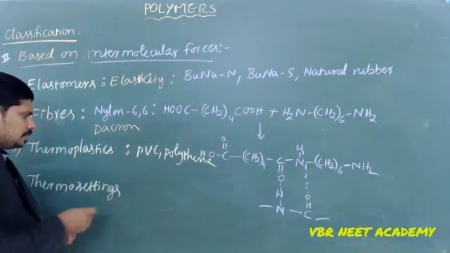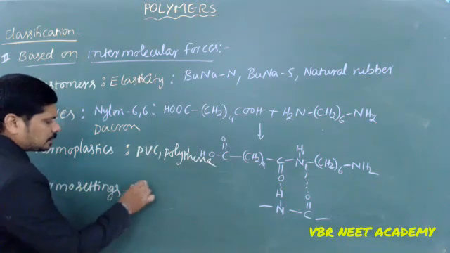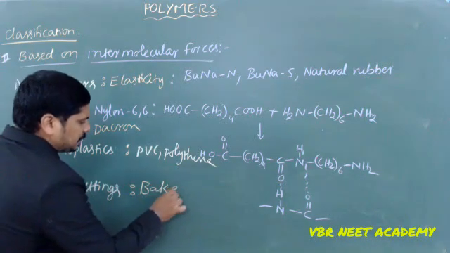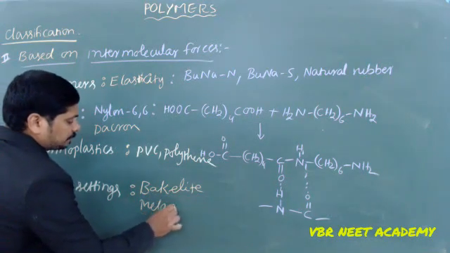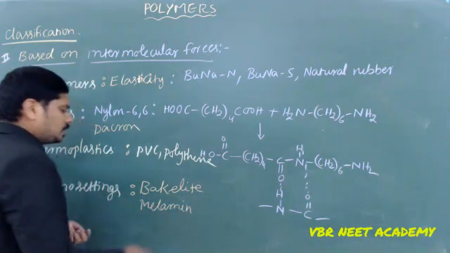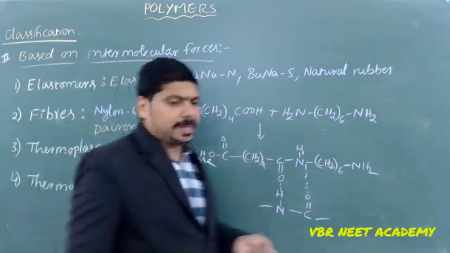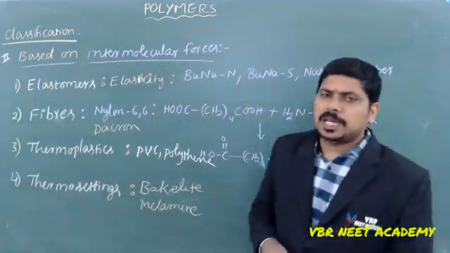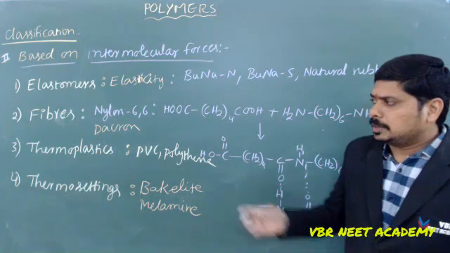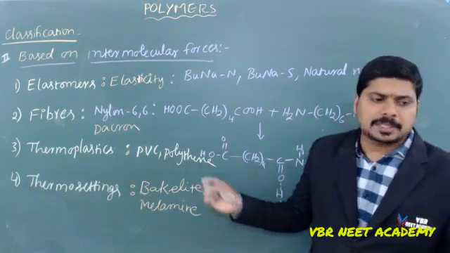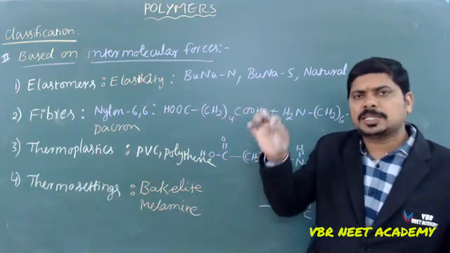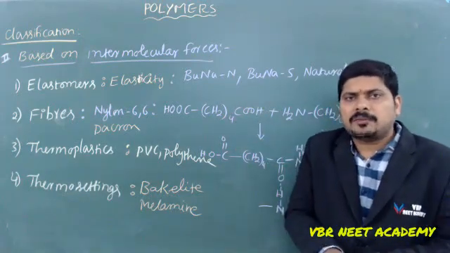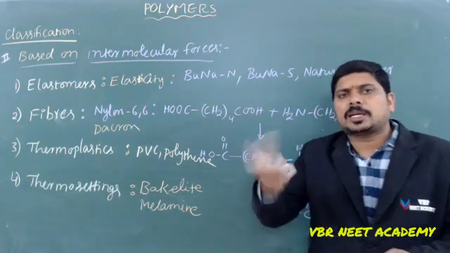And the last one, thermosettings. Bakelite, melamine formaldehyde resin. So melamine and bakelite make the difference between thermoplastic and thermosetting. Thermosettings are those polymers that, once they are settled down, are never reusable; they will not come back again.